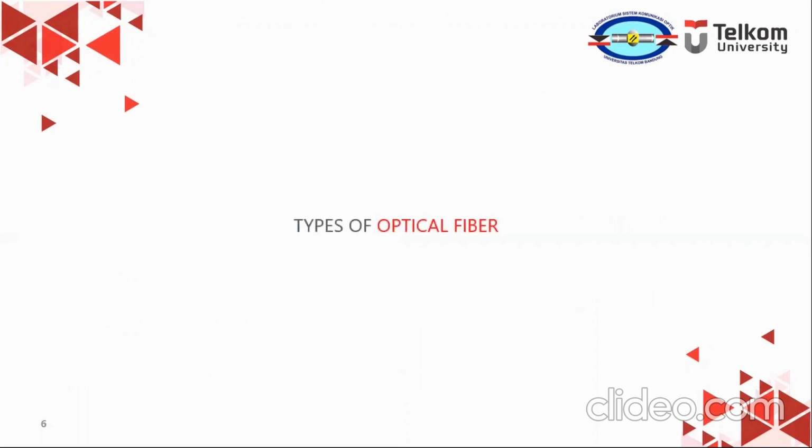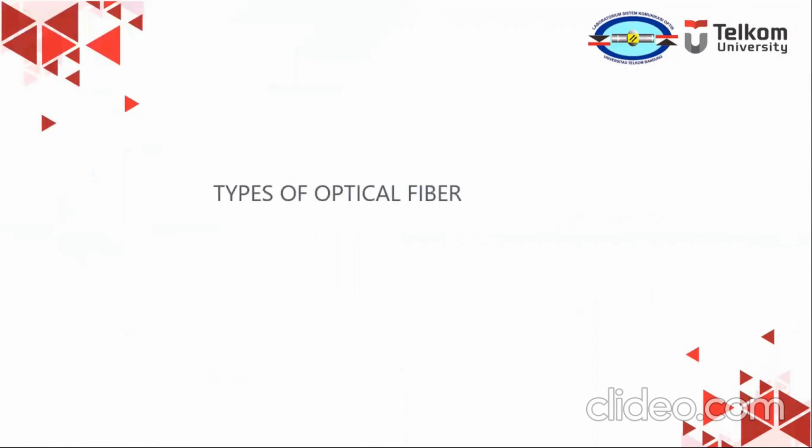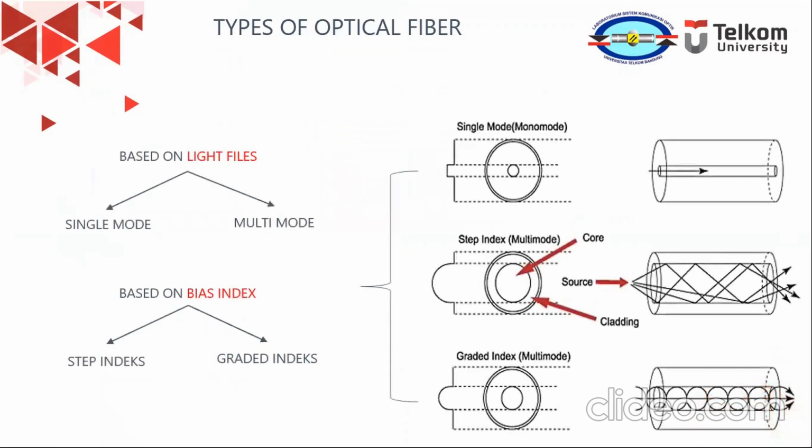Okay, next, types of optical fiber. Based on mode: single mode and multi-mode. Based on refractive index: step index and gradient index. Single mode consists of only one mode during its propagation. Multi-mode consists of many modes during its propagation.